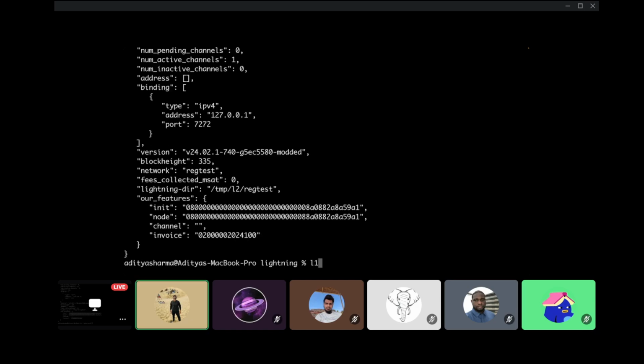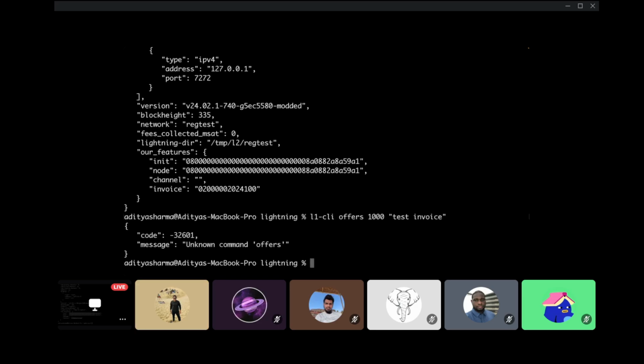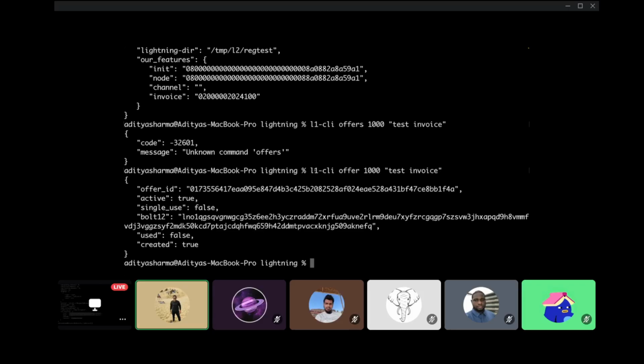Now we'll create a Bolt 12 offer from L1. We would use the offer RPC followed by the amount that you want to inscribe in the offer. We would be transacting 1,000 sats, followed by the description. So let's test. All right, so I might have made a typo. It's not offers, it's offer. Yes, as you can see, I created an offer of 1,000 sats using the first node.